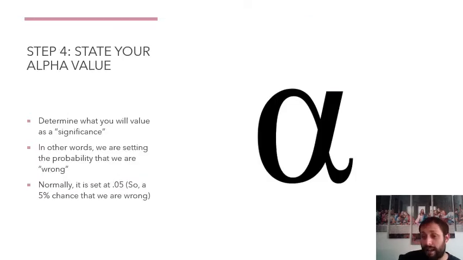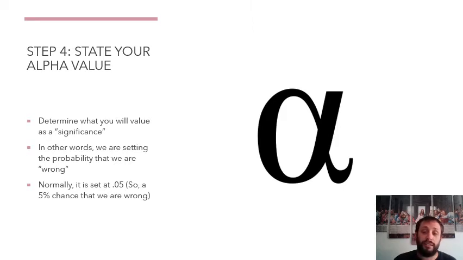Next, we do something called setting an alpha value. It's stated with the Greek letter alpha. But what we're doing here is, before we even collect our data or do any sort of analysis, we state what is going to be our value of significance. What are we willing to accept as a probability that we are wrong? Remember, what we're doing here is comparing the alternative hypothesis to the null hypothesis. From our test statistic that we will obtain later, it will give us a probability that our alternative hypothesis is wrong and our null hypothesis is correct.